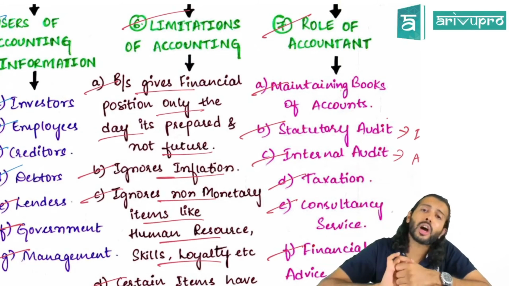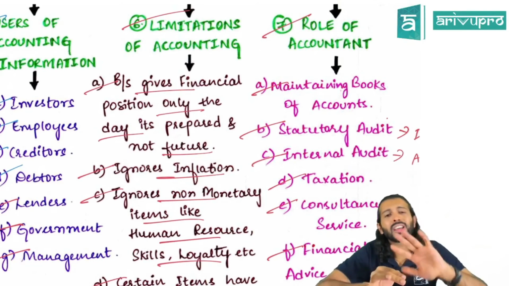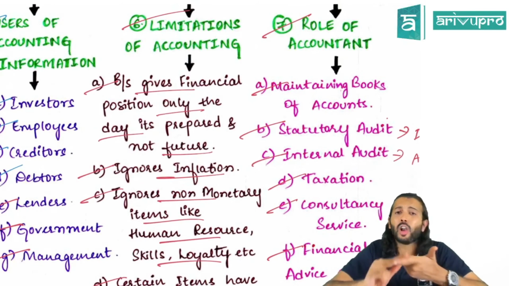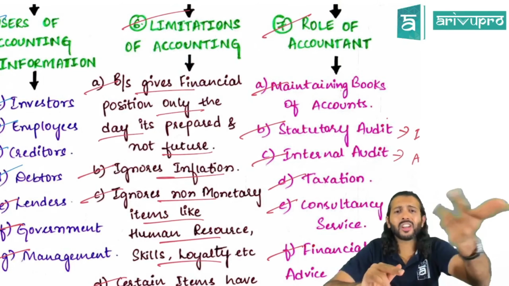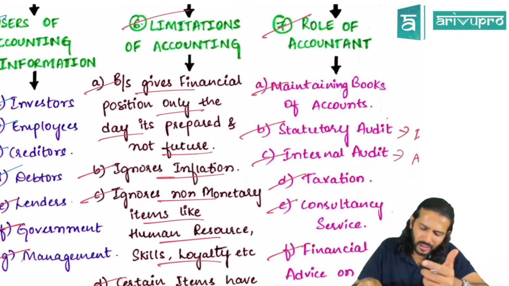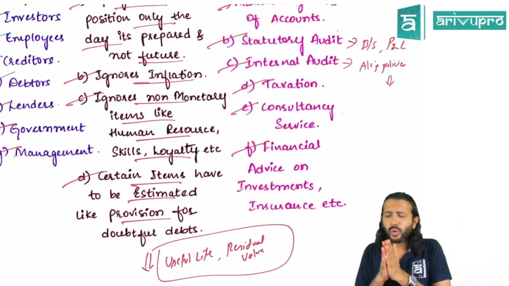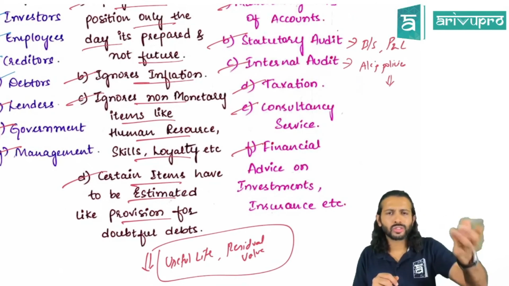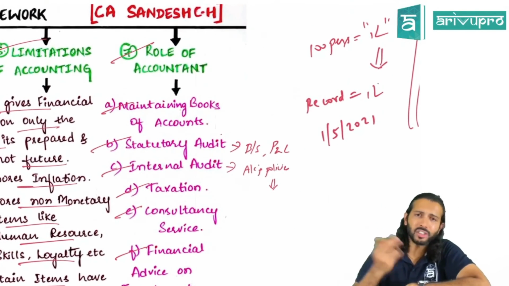It also ignores non-monetary items, something which you cannot express in monetary terms, like the employees' worth, employee loyalty, skills, etc. That you cannot measure precisely. Hence, we cannot record them also. That is one limitation. And accounting is not totally foolproof. You need to estimate certain things also. So those are some of the disadvantages or limitations of accounting.